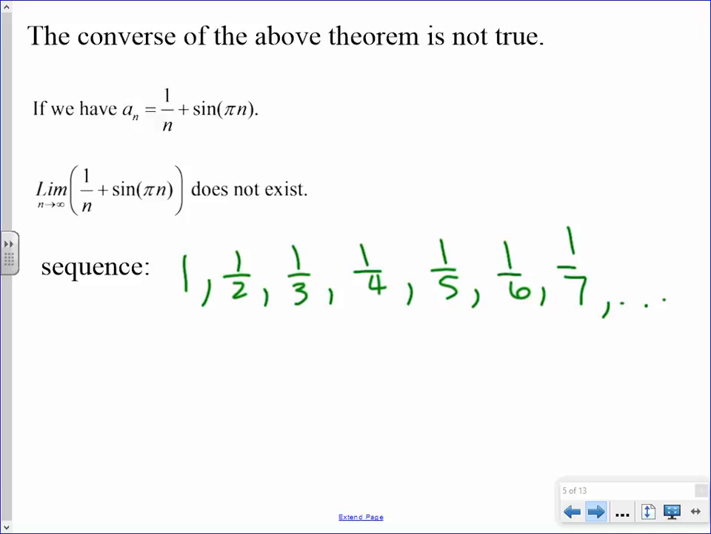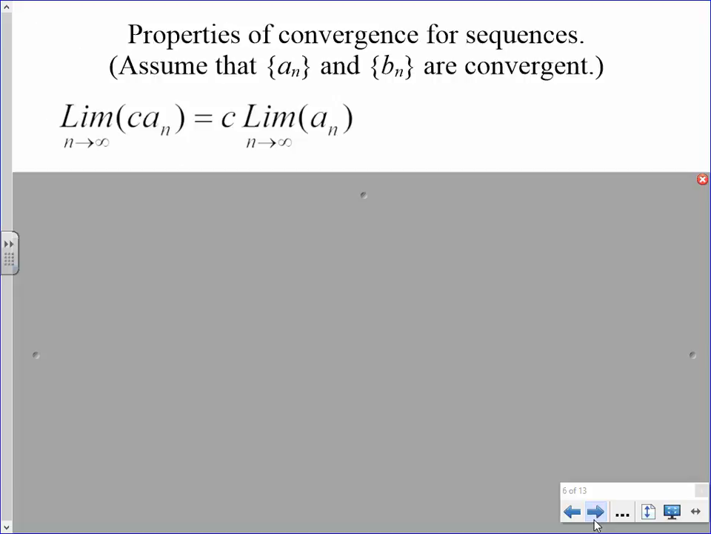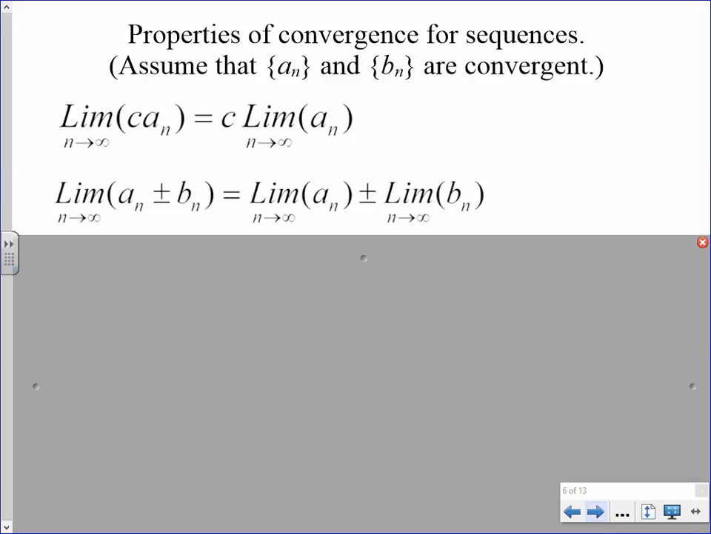Let's talk about some properties of limits. When we're working with sequences, these are properties of limits that we can use. Okay? Like always, if there is a constant, we can throw it outside. Remember, these are for convergent series. If there's adding or subtracting, we can split it into 2, like always.